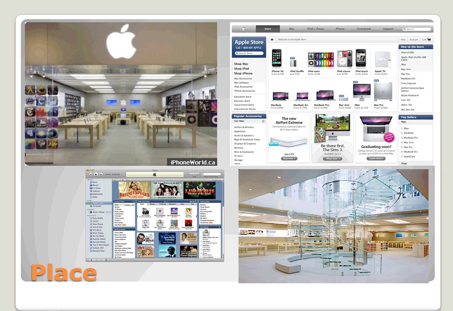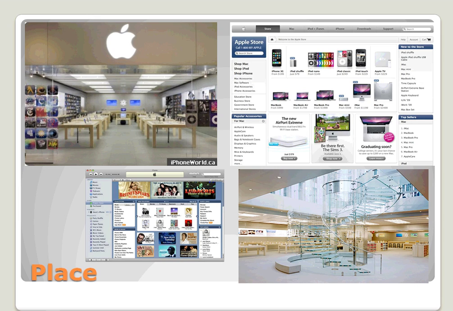Place. Apple is one of the unique technology providers around the world as far as having a retail store location. Many have tried this in the past and failed. Apple has tried this and has been extremely successful. The Mac store that you see in the bottom right is the one in New York. Per square foot, that is the most profitable retail store in the world. They make a lot of money with their retail stores.